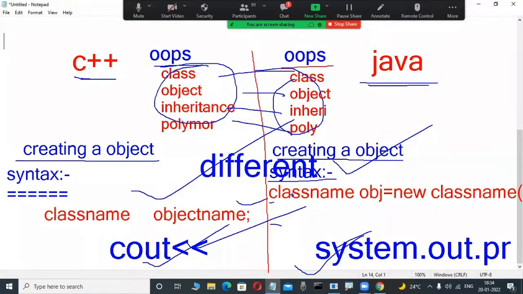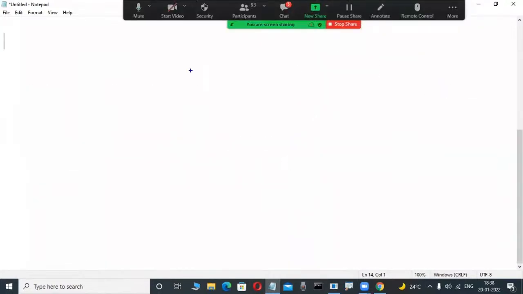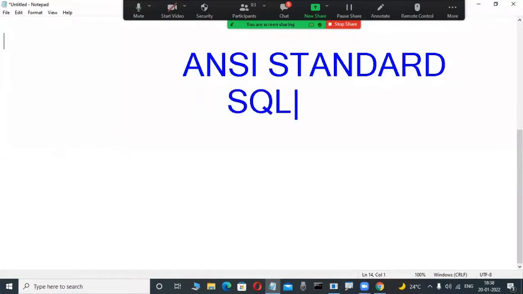Same like here also. Observe here. Actually, SQL, same thing. SQL is an ANSI standard language. ANSI is the American National Standards Institute, defining some standards only for the SQL language. That's why SQL is an ANSI standard language. This ANSI standard language is used to operate all the relational databases.